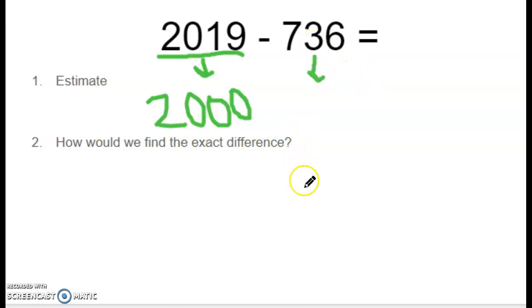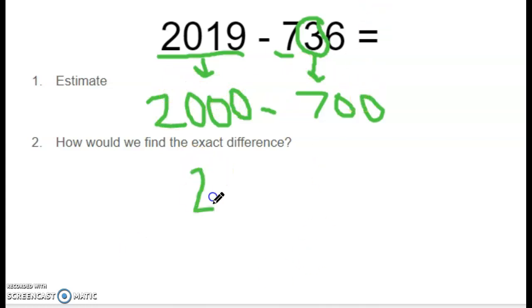736 is close to what number? We rounded to our largest place value to make it easier for us. Okay, so we're going to underline the place value, look to the right. 5 or more, raise the score. 4 or less, let it rest. So that's 4 or less, so it's going to be 700. So now I want you to subtract 2,000 minus 700.